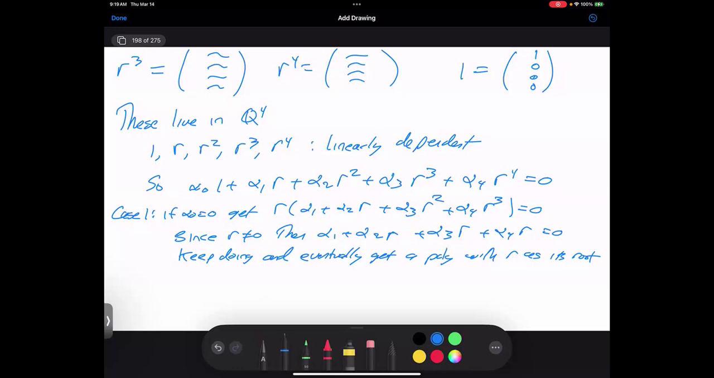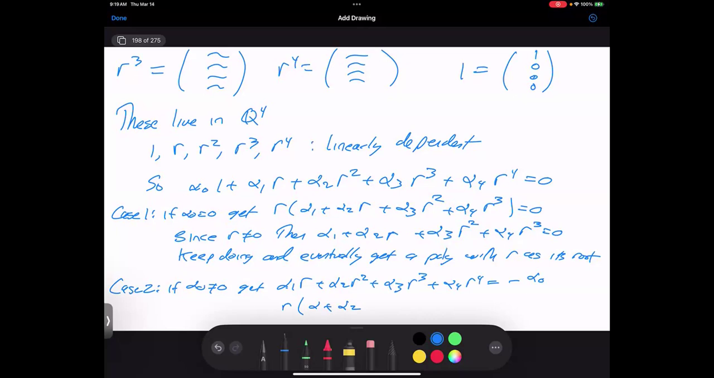And then if alpha 1 is 0, then we would pull out r again, and we could keep doing this. So eventually we get a polynomial. So case 2, if alpha naught is not 0, then we get alpha 1 r plus alpha 2 r squared plus alpha 3 r cubed plus alpha 4 r to the fourth equals minus alpha naught. So we would then get r times alpha 1 plus alpha 2 r plus alpha 3 r squared plus alpha 4 r cubed equals minus alpha naught.